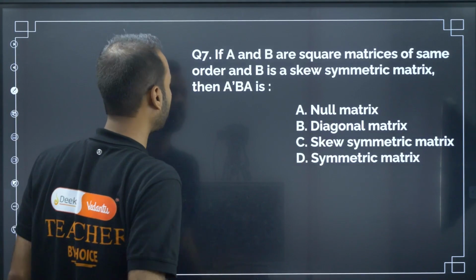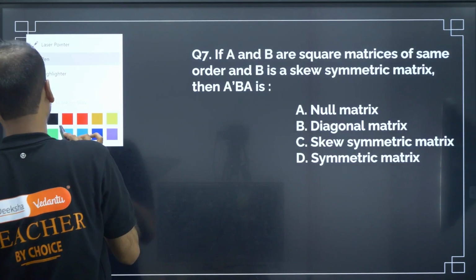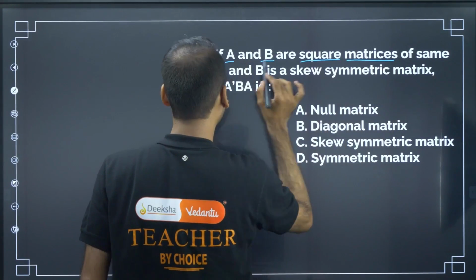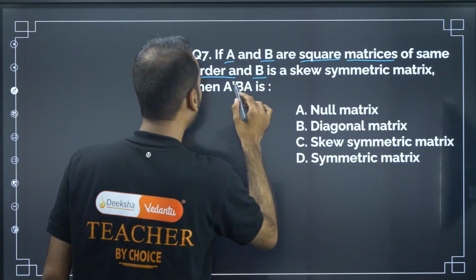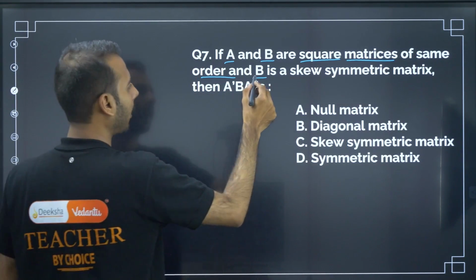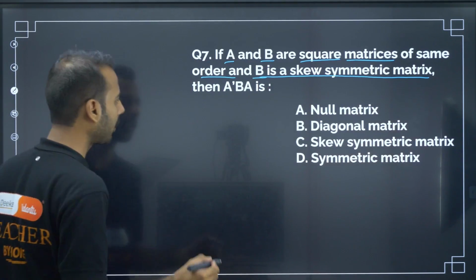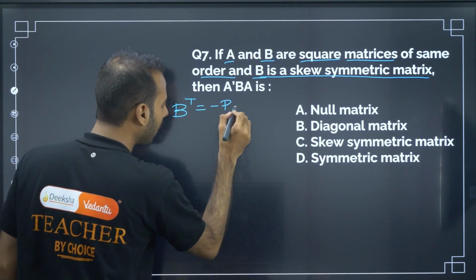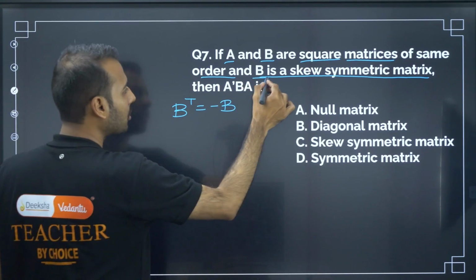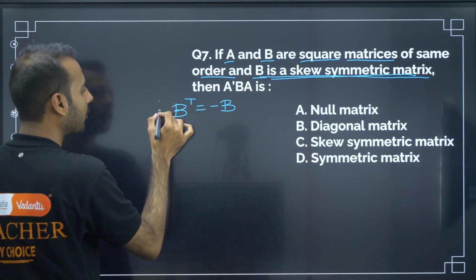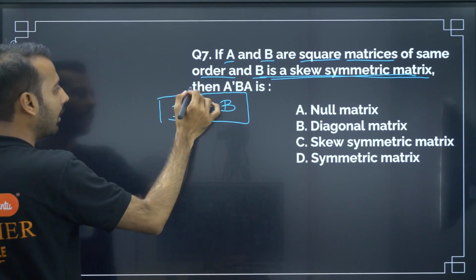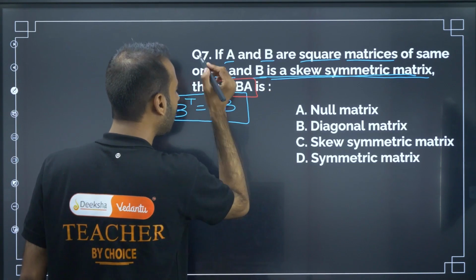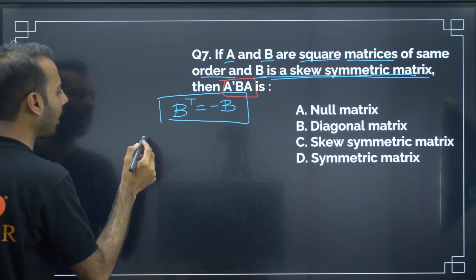If A and B are square matrices of same order, so some information they have given. A and B are square matrices of same order, and B is a skew symmetric matrix. B is a skew symmetric matrix means what? B transpose is equal to negative B. Then what are they asking? They are asking to find A dash B A, what is its value?